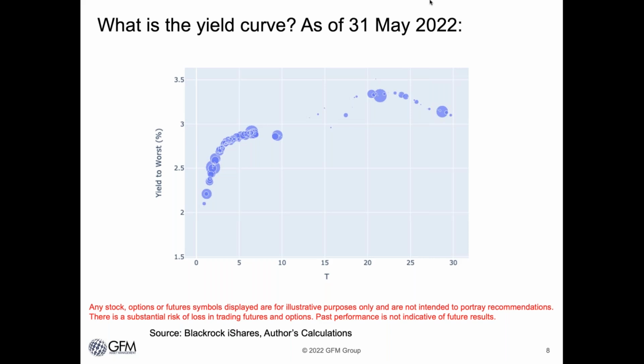yield curve when short-term yields are lower than long-term yields. Long-term yields are higher than short-term yields. And we talk about the curve being flat when all the yields are the same, and inverted when short-term yields are higher than long-term yields.